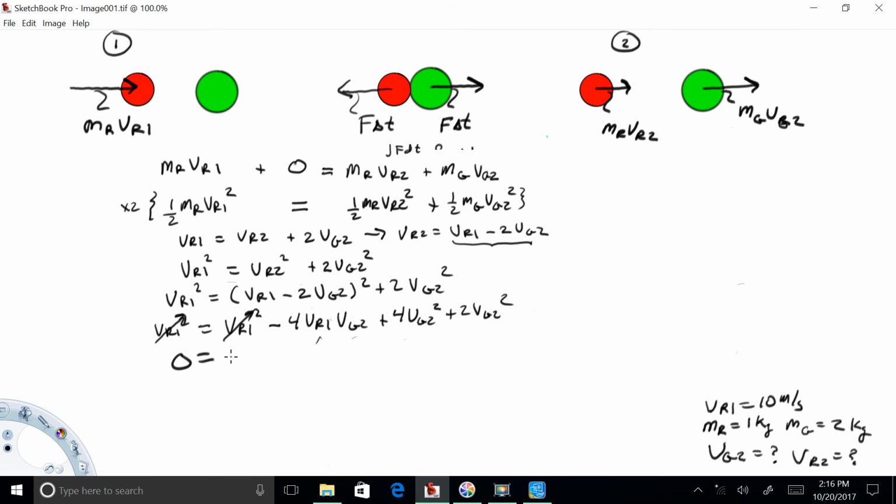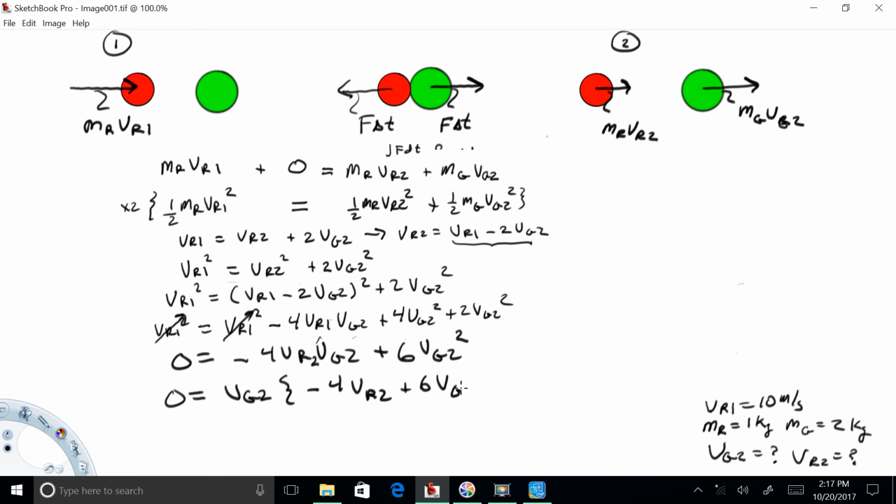And let's see, what do we got here? Minus 4 VR1 VG2 plus, these are like terms, they can be added, and they would add to 6 VG2 squared. All right. Now, this equation here can be solved by factoring. I'm going to go ahead and factor a VG2 out of both of these terms. And then we'd be left with minus 4 VR2, forgot my 2 on that term, plus 6 VG2.